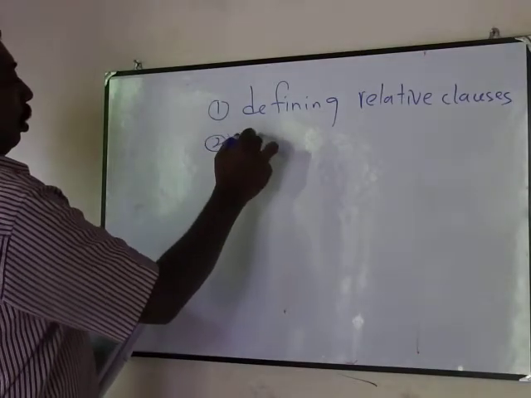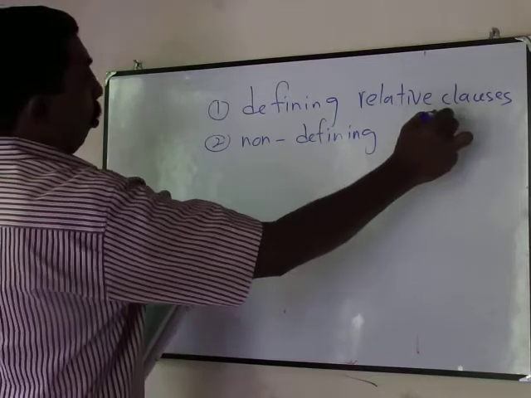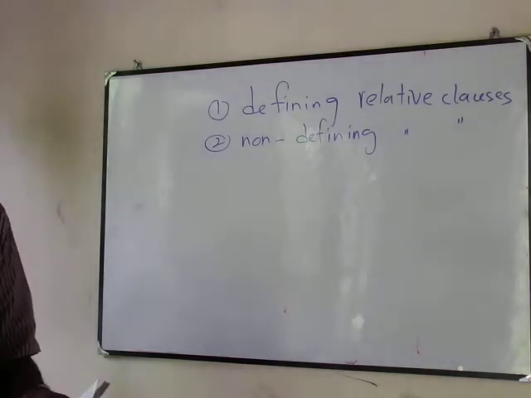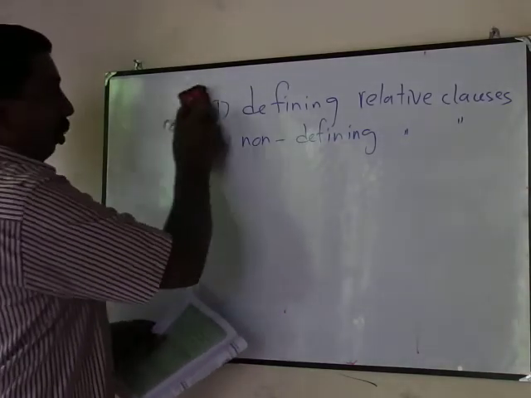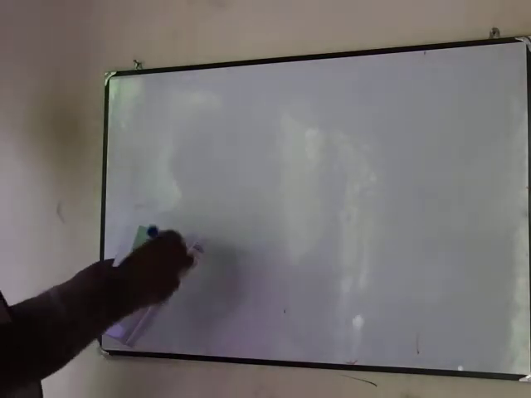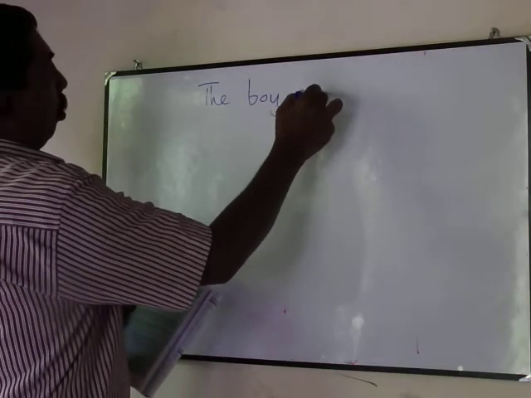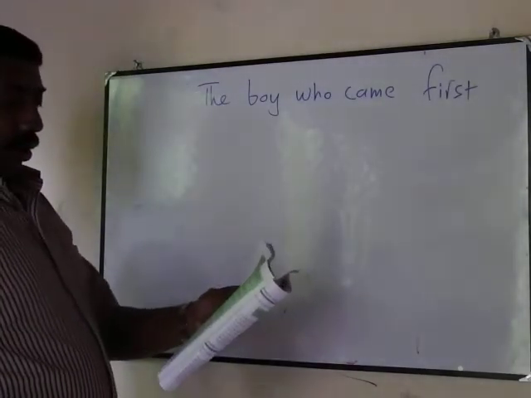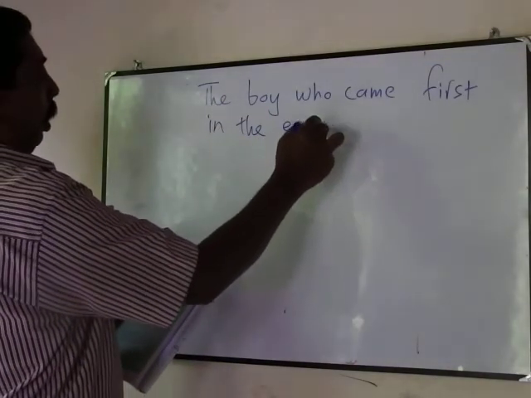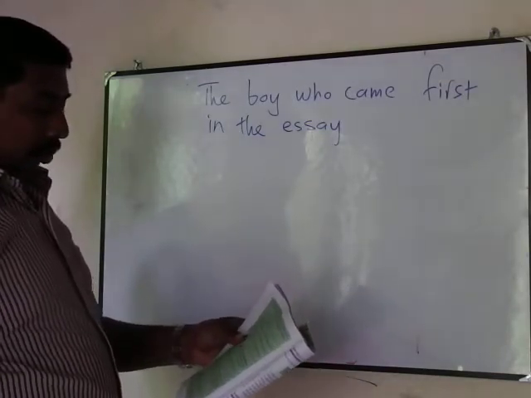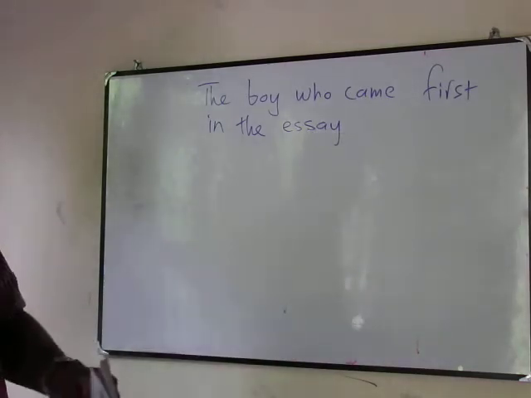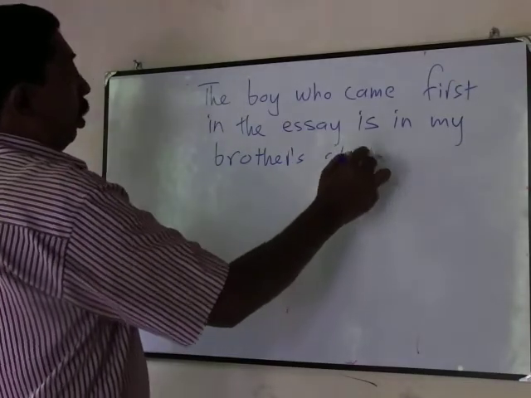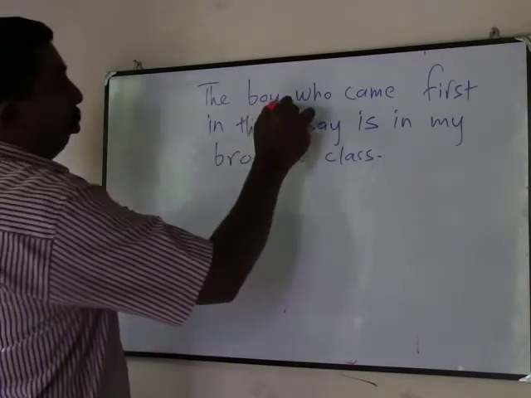There are two types: one, defining relative clauses, and second, non-defining relative clauses. We use a defining relative clause to indicate which particular person or thing we are talking about. For example, the boy who came first in the essay competition is in my brother's class. What do you mean? The boy who came first.